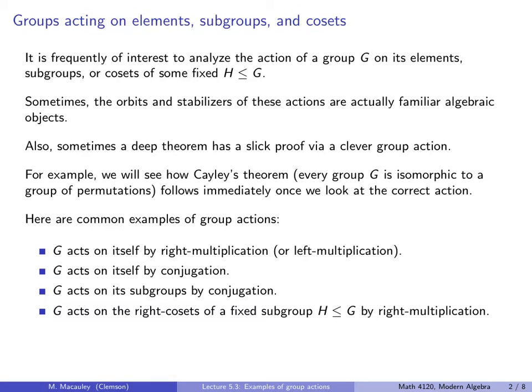And finally, G might act on the right cosets of a fixed subgroup H by right multiplication. Or, of course, we could do the left cosets by left multiplication. For each of these, we will analyze the orbits, the stabilizers, and the fixed points.